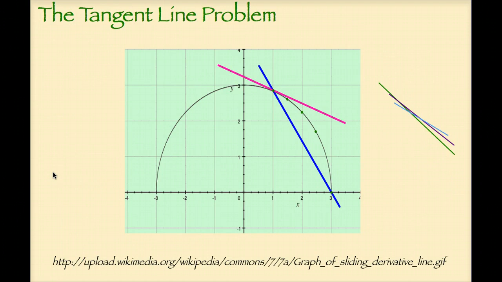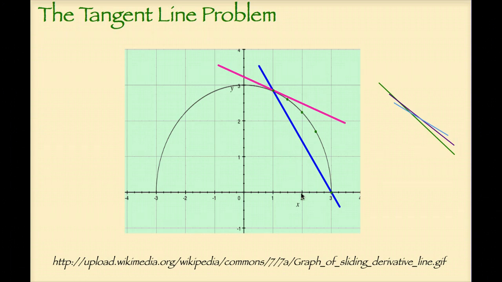So let's discuss the tangent line problem. We have a curve, and we have chosen a point on the curve. This pink line is tangent to it. We would like to be able to know the slope of this tangent line with information about this point and information about the curve. However, traditionally, we need 2 points to be able to determine the slope of a line.